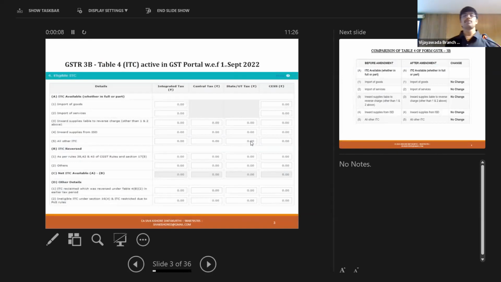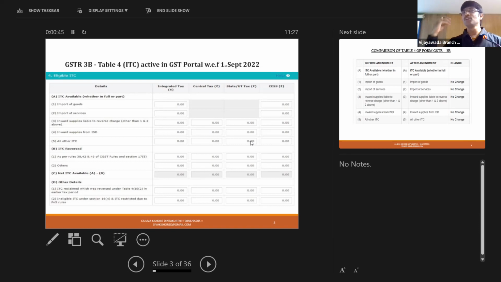So the changes were already placed from 1st September onwards in the portal. If you look at the description of table number 4, in respect of which changes were made by the portal, 4A 1, 2, 3, 4, 5 all remain the same, but ITC reversed as per rules 38, 42 and 43 of the CGST Rules and Section 17 subsection 5. This was the new nomenclature which the government has introduced, and they call it permanent reversal.